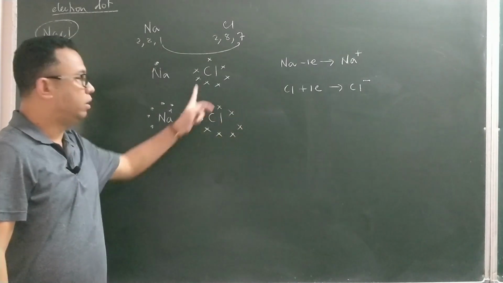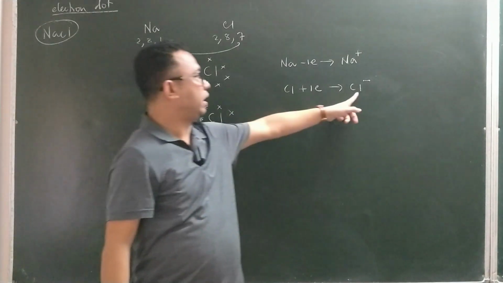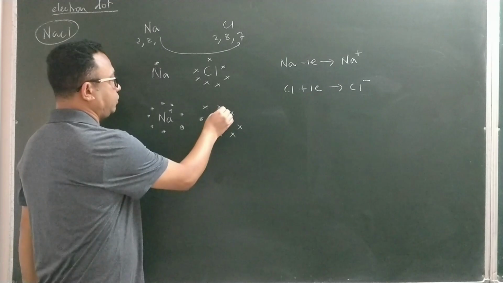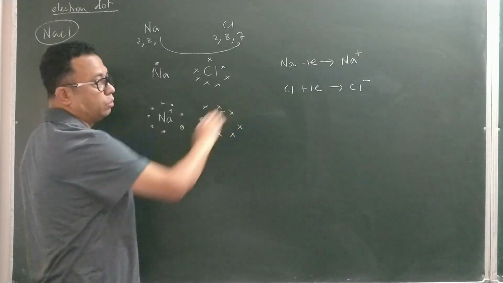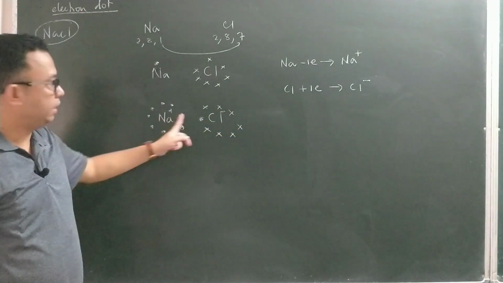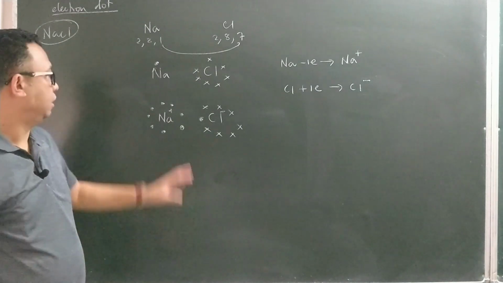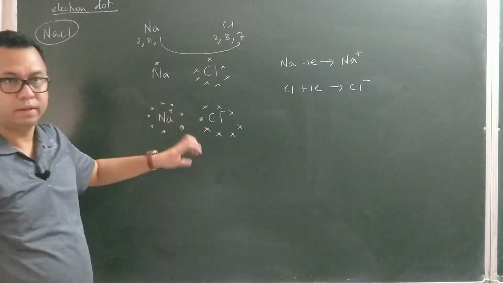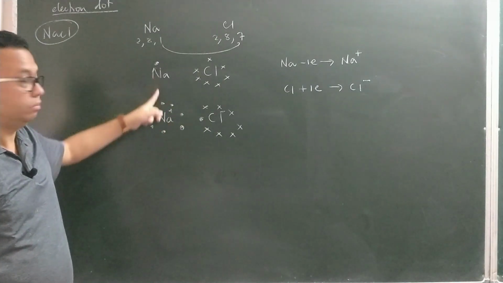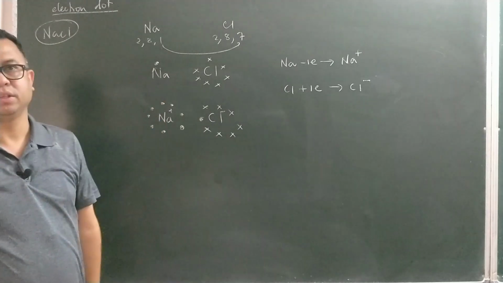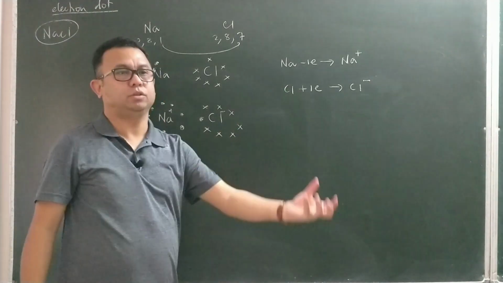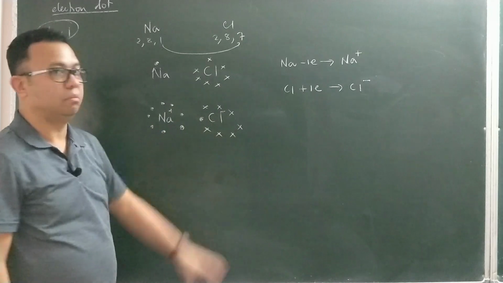So if you count, the total number of electrons in the chloride ion is 8. So this one is also 8. Now this is the sodium ion, not the sodium atom, that was the sodium atom. The sodium ion has outermost shell 8, and the chloride ion also has outermost shell 8. Now both of them become stable.